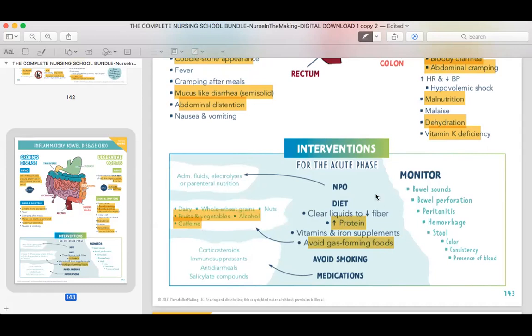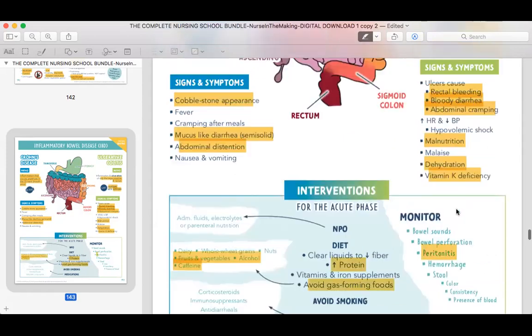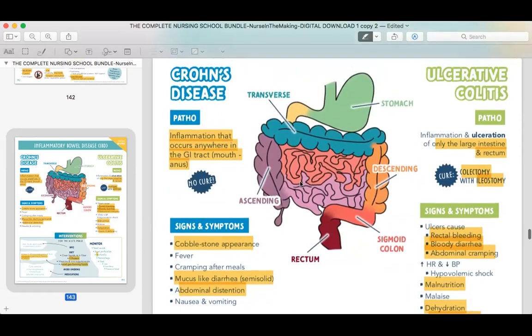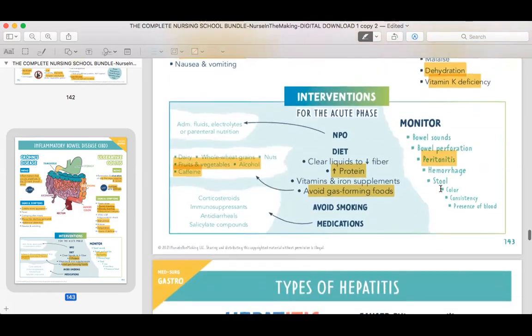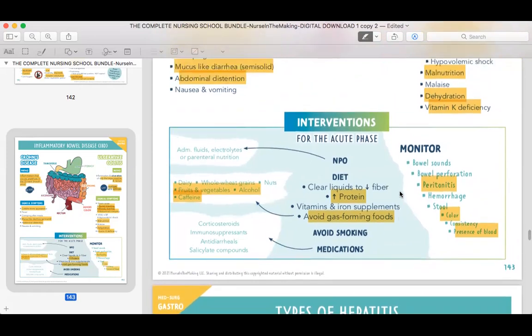So monitor bowel sounds, peritonitis. Peritonitis for sure you want to know, because if something happens, right? Let's say something ruptures, and now you get the bacteria in here, and that can cause inflammation, peritonitis. And that's not good. You don't want that. Your stool, you assess for any blood. Bowel sounds, make sure it's what you want to hear. I believe you want to hear 5 to 30 gurgles.